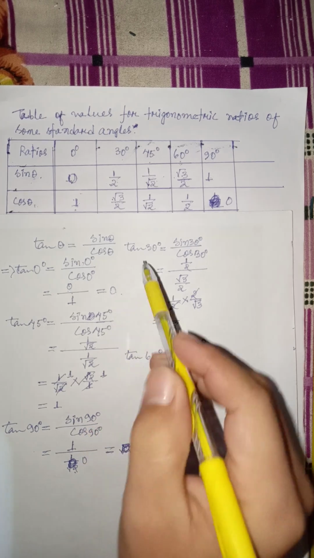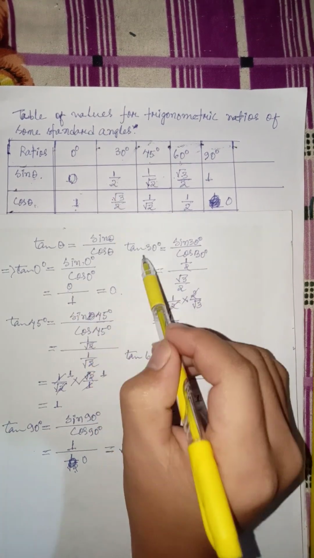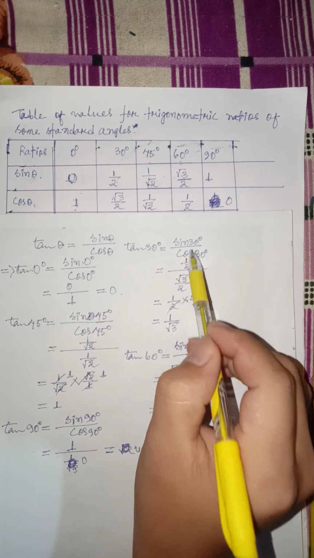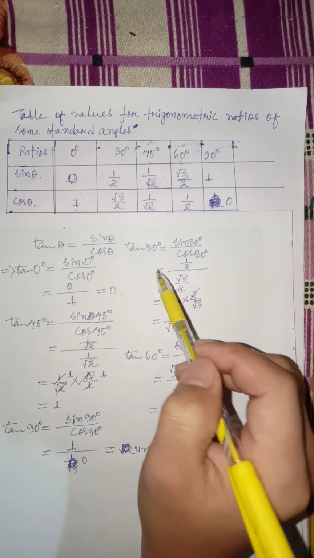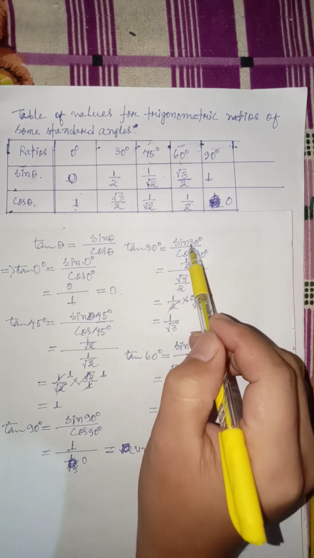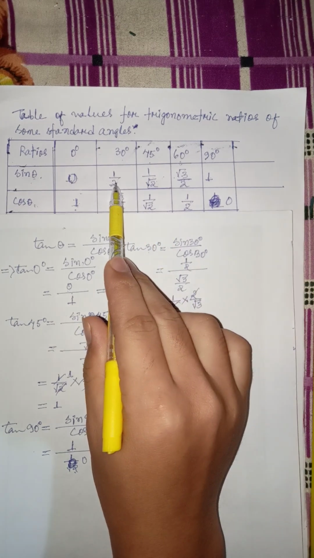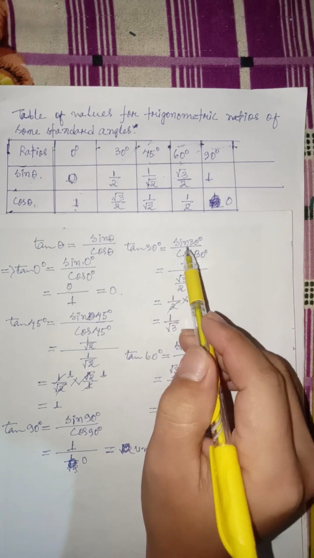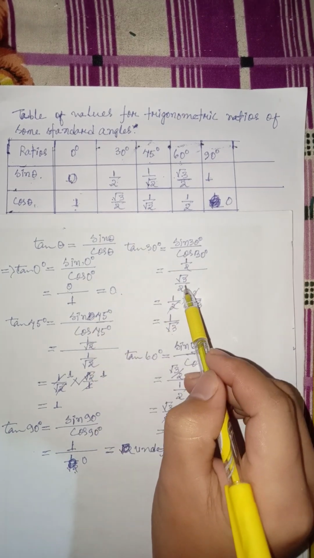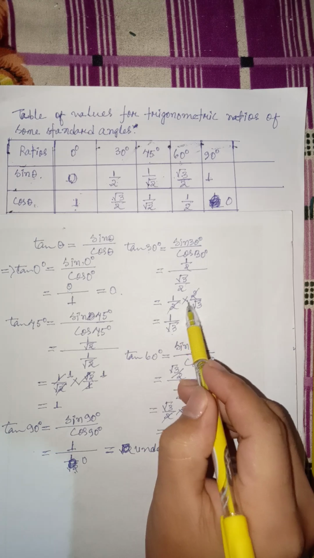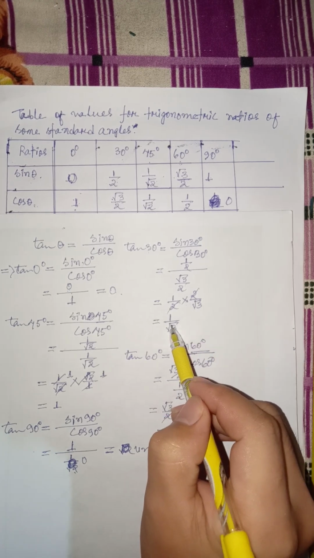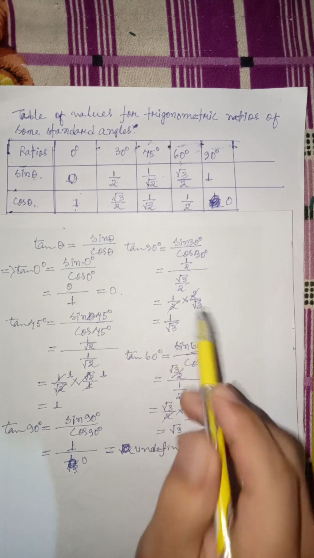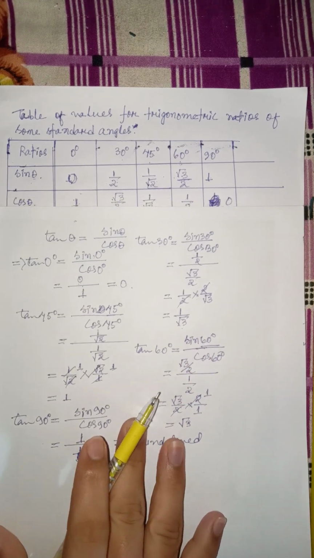Alright, then let us move to tan 30 degree. Tan 30 degree will be sine 30 degree divided by cos 30 degree. Then what is the value of sine 30 degree? It is 1 by 2 or half. And cos 30, it is root 3 by 2. Whenever you make some cancellation, then after that you will get 1 by root 3.